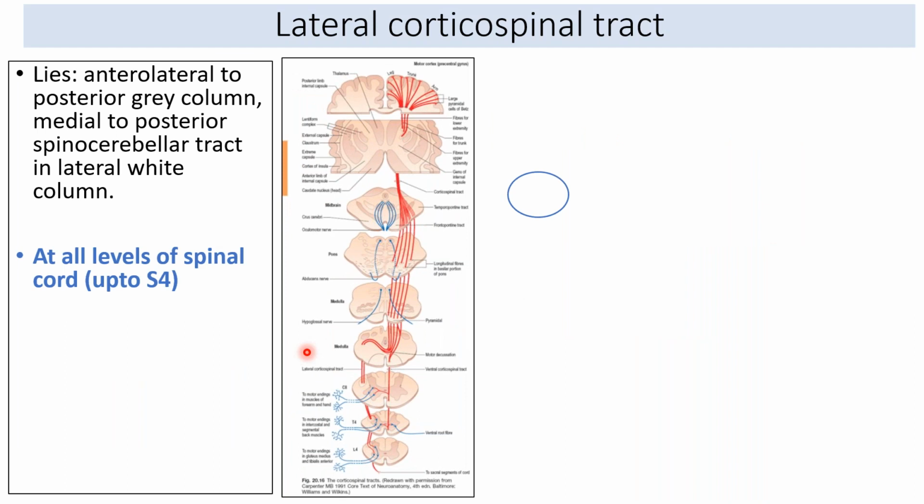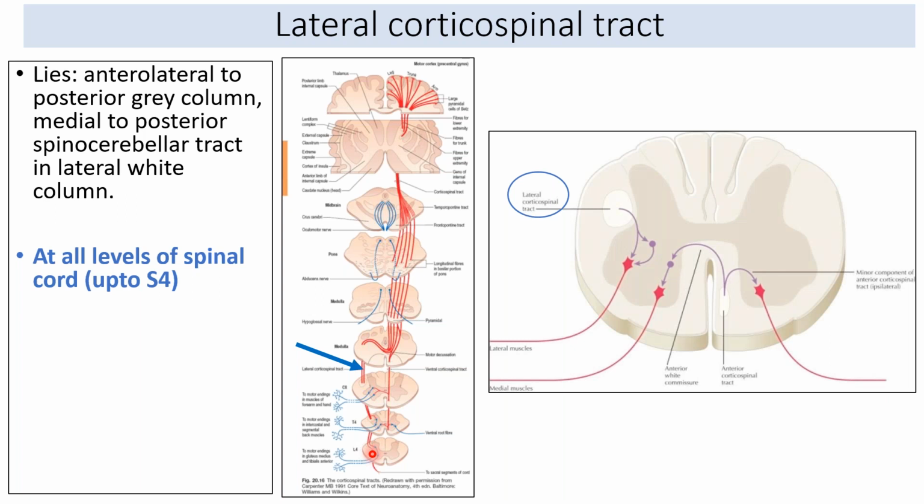Now let's see how the lateral corticospinal tract is further descending. The lateral corticospinal tract is anterolateral to the posterior gray column, and it is lying medial in relation to the posterior spinocerebellar tract, in the lateral white column, the lateral white funiculus. This lateral corticospinal tract basically descends at all the spinal levels up to the S4 level. This is almost throughout the spinal cord levels. It is descending down. Now, let us see this expanded view of the spinal cord level.